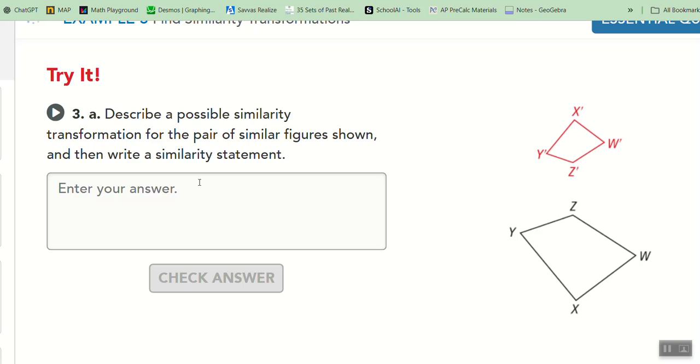Now, I can't tell exactly what it is. I have an estimate, but if it's a reduction, we all know something about the scale factor. So less than 1 for sure. And I do think I agree with you. I think it's about a half if we were to measure this. Can we all agree with that? So we scale this down by a half.